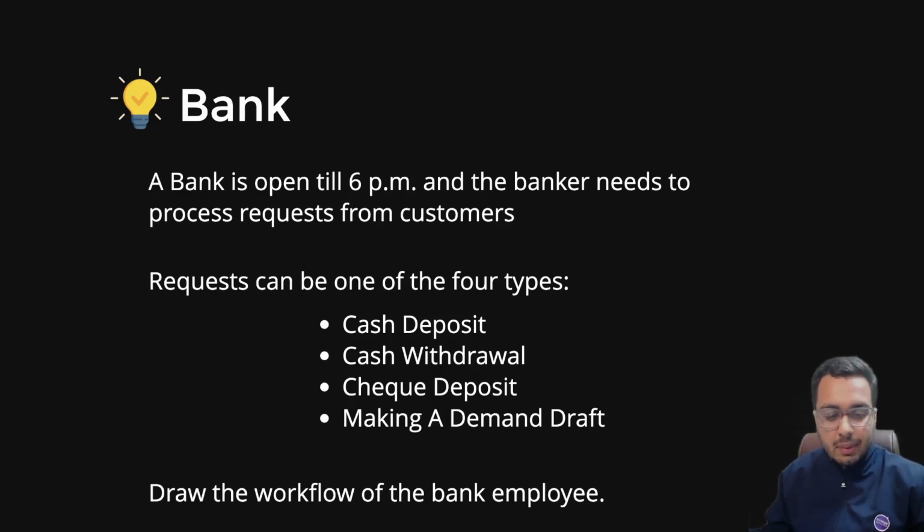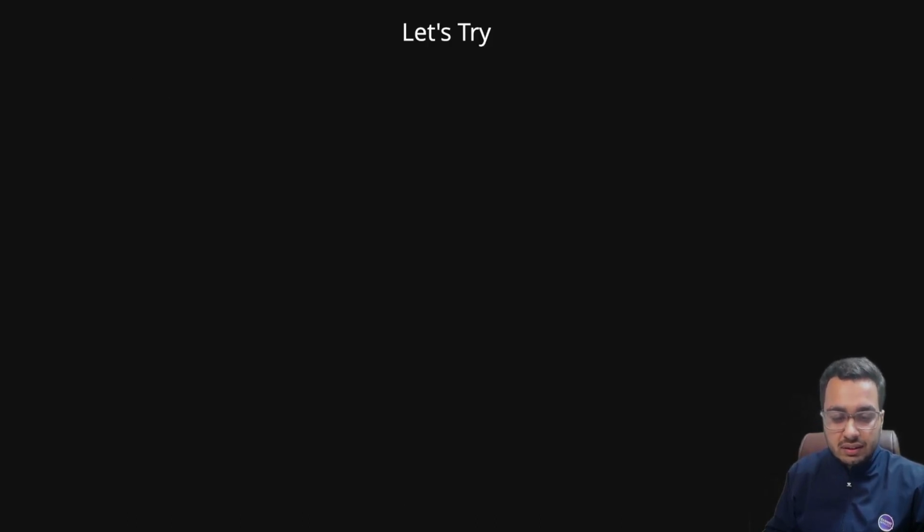So the question is: a bank is open till 6 p.m. and the banker needs to process requests from the customers. Requests can be of one of four types: cash deposit, cash withdrawal, check deposit, and making a demand draft. So we want to draw the flowchart of a bank employee. The bank employee can process one of these requests, but we also need to see that the customer can enter the bank if it is open. Let us see how the flowchart would look.